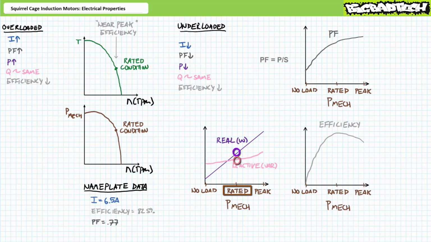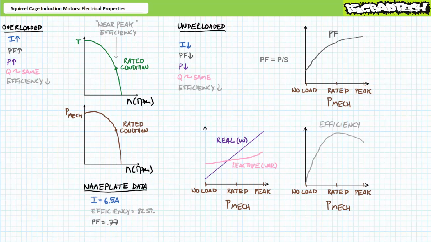At the rated condition, more of apparent power is being directed towards real power, and reactive power remains relatively constant. This corresponds to an increased power factor figure. Finally, at peak power conditions, a vast majority of apparent power is being directed towards real power, and reactive power only slightly increases. This again corresponds to an increased power factor figure.